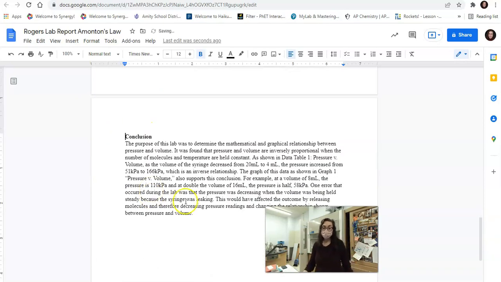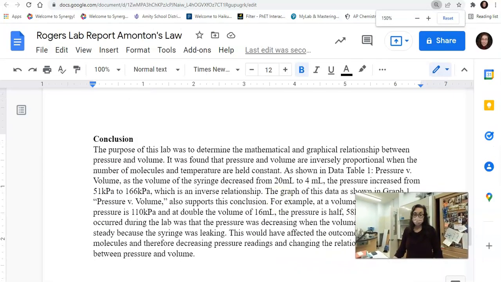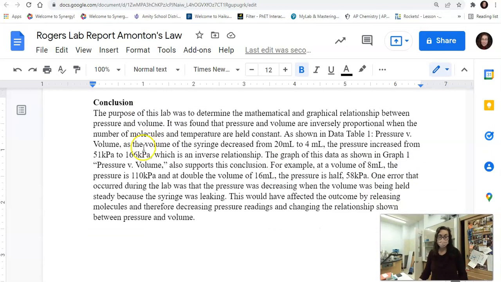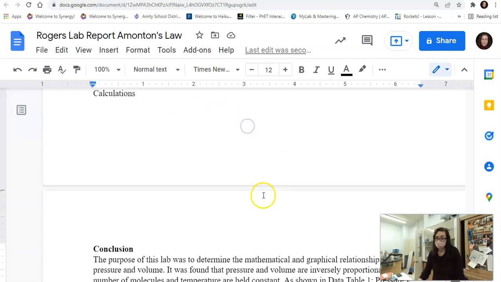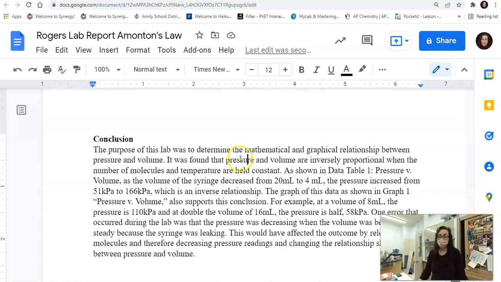Okay, so now in your conclusion, what should be here? Well, again, it's pretty much almost the same exact wording that you're going to have. So the purpose of this lab was to, you literally just copy paste from your first sentence in the introduction. It was found that. What did we find? Well, using this graph, it looks to me like these are directly proportional. So as one goes up, the other goes up as well.